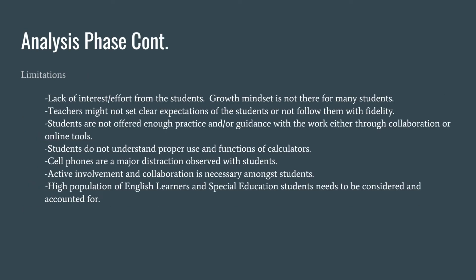Some of the limitations we took into account included teachers might not set expectations clear enough of the students or might not follow them with fidelity. Calculator use is extremely important when using trig ratios, and so having students not understand the proper use and functions of those calculators was something we had to consider. Also, at my particular school, we have a high population of English learners and special ed students that need to be considered and accounted for also.